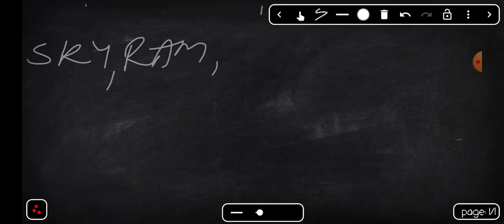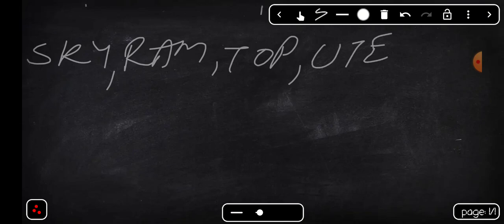Okay, what are the words? Sky, Ram, Top, UTE and SNP. Five words are given. How many letters are there in the English alphabetical series between the third letter of the second word from the left end? Okay, the third letter of the second word from the left end.